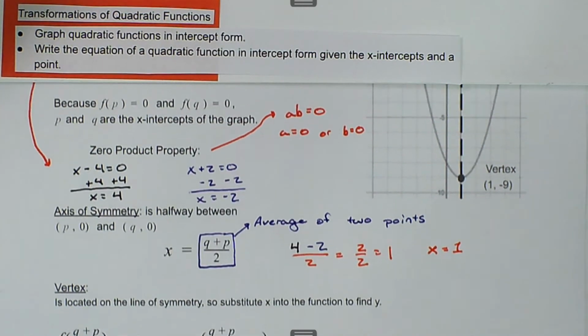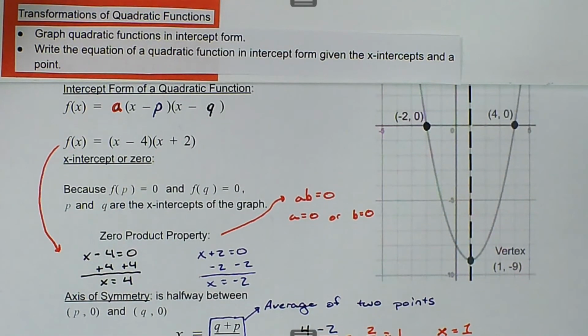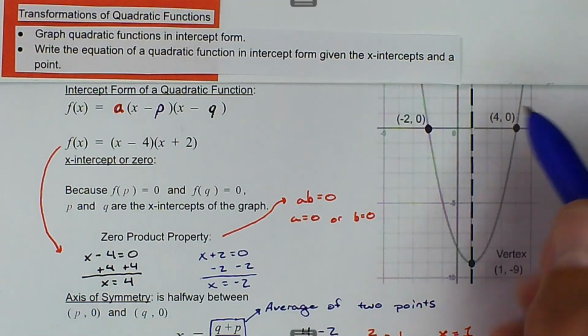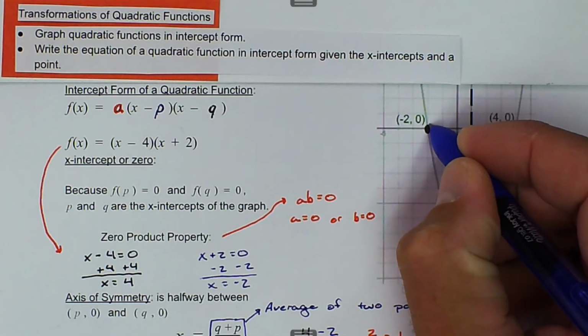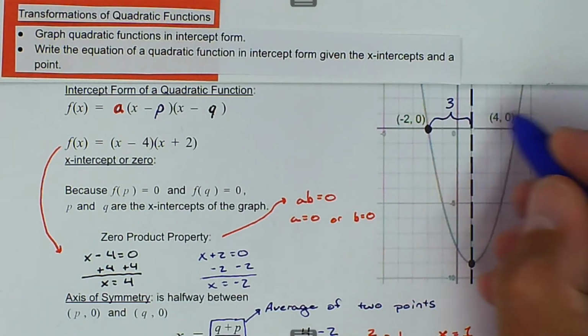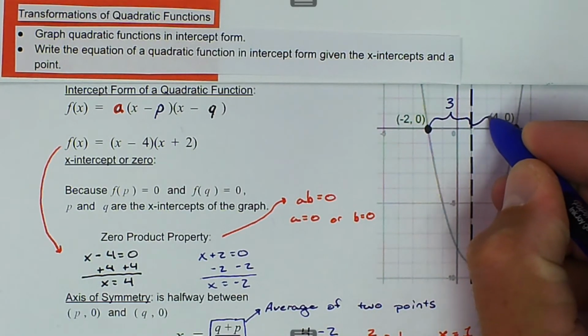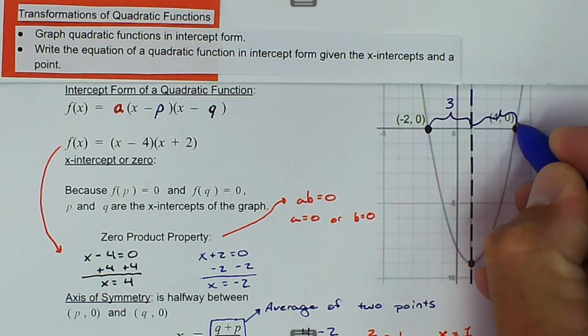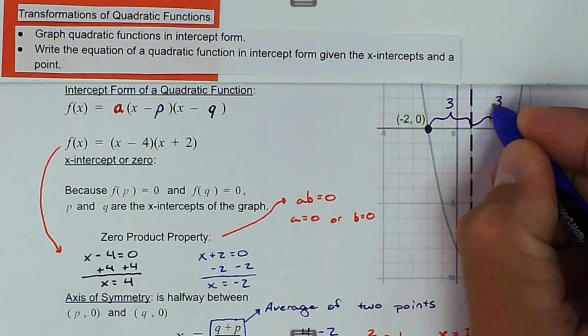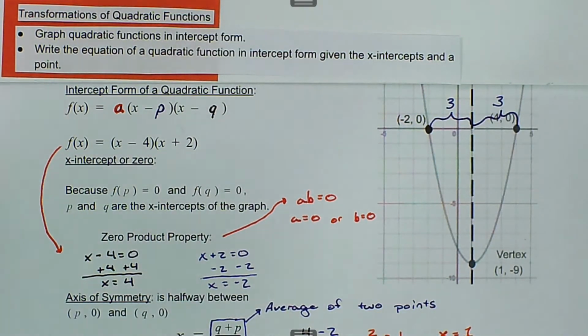Look at this graph here. We can see that from here to here, from negative 2 to 1, that is 3 units. And from 1 to 4, that is 3 units as well.